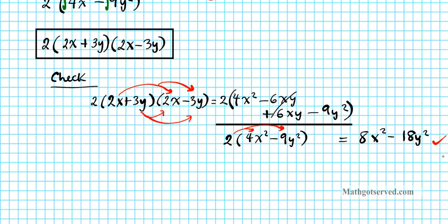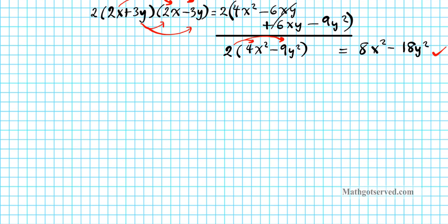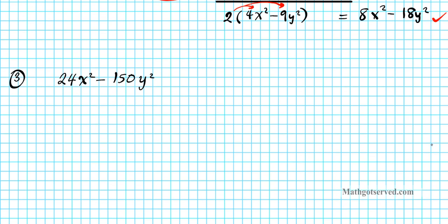Okay? Alright, let's try one more example. Question number 3. What if we were to factor the expression? Alright, so for number 3, what if we had the expression 24x squared minus 150y squared? Okay, so before we ever think about applying any formula to factor this, we want to ask ourselves, is there a greatest common factor that we can extract from these two terms in this polynomial expression?